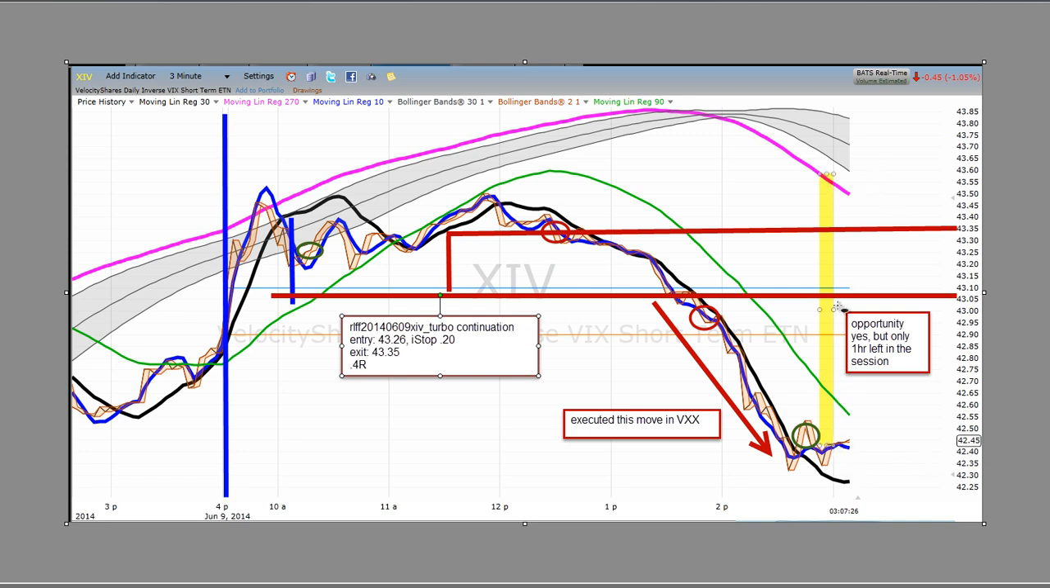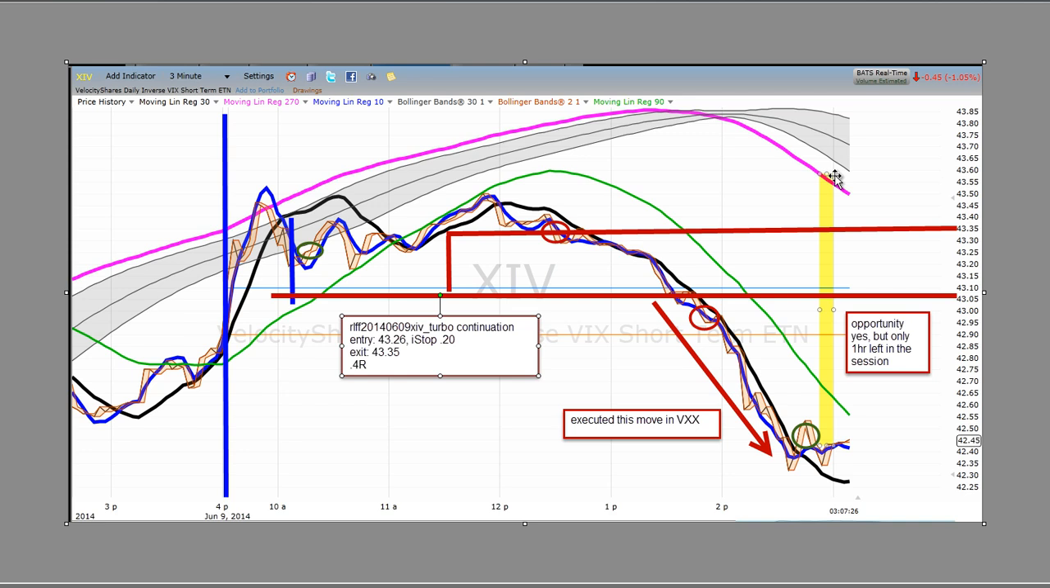That's $1.10. That's a 5R potential move on a 20-cent initial manageable risk. So there's opportunity, but we're already in the last hour of the trading day, so I've really only got about 20 or 30 minutes for it to make that move. The initial move would be to the 90 where it crosses, and then back to the low of the day where it collapsed, and then the far side.